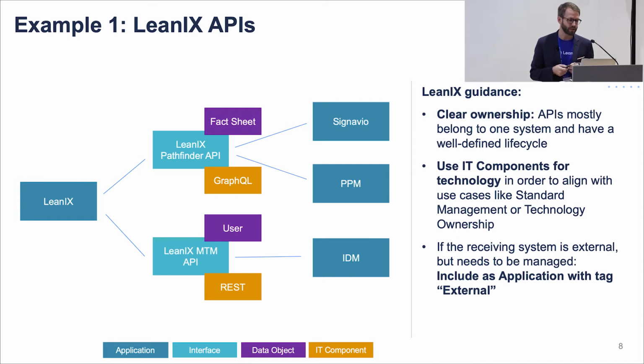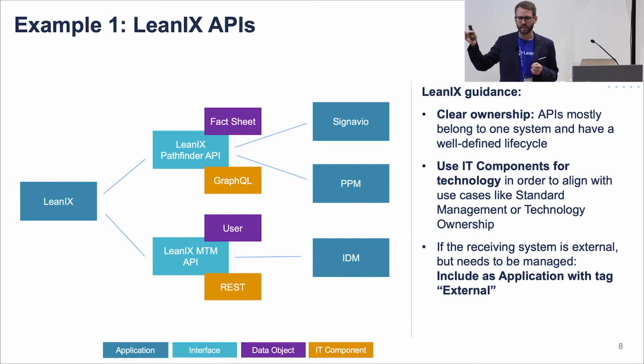Second example is with our identity management, where we rely on our backend system, MTM. So their user data is transferred via our REST API. So even if you have some of those applications internally and some are externally, to see the data flow, we would always recommend to also model the external ones, and you could tag them, for example, that you can later filter them out if you want.